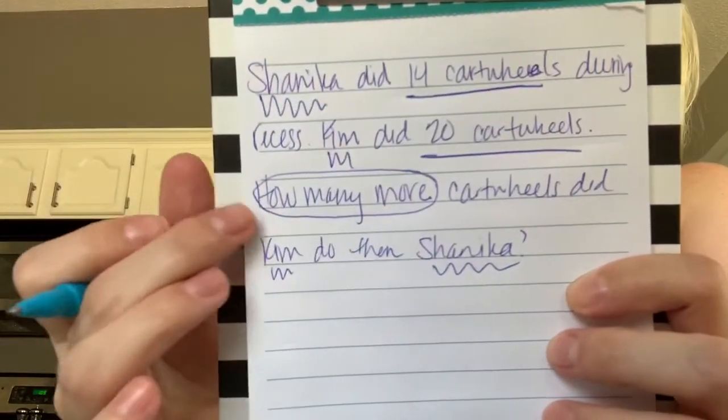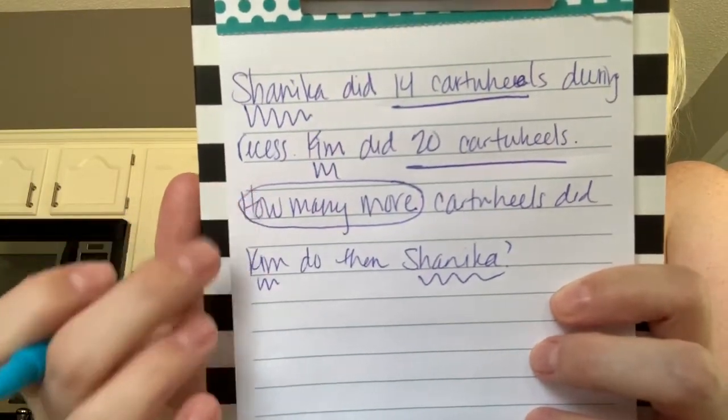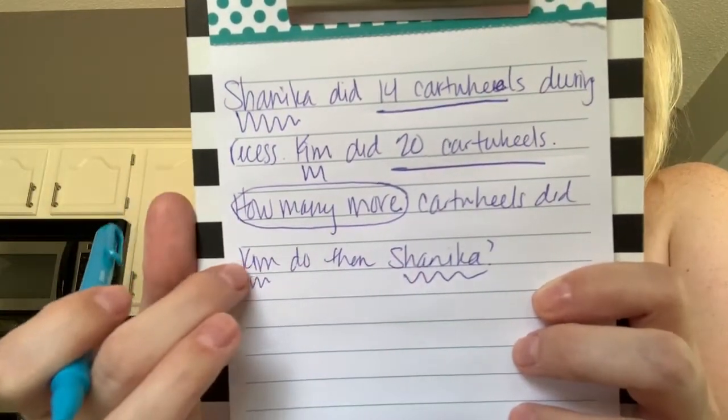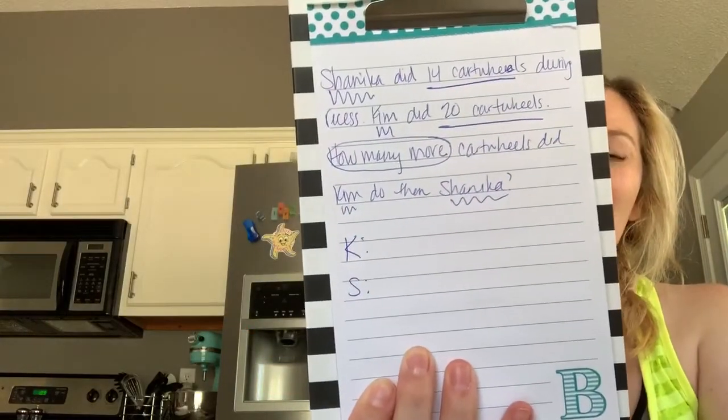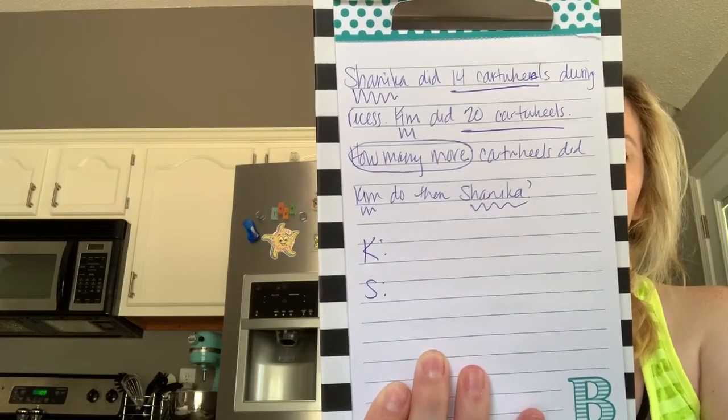Do a circle. How many more? And then the first name, Kim, then Shanika. How many more means start with the one who did more. Kim, Shanika. So start with Kim. What am I going to do for my drawing? K and S. Good job. Okay. How many am I going to draw for K? 20. Let's match it.